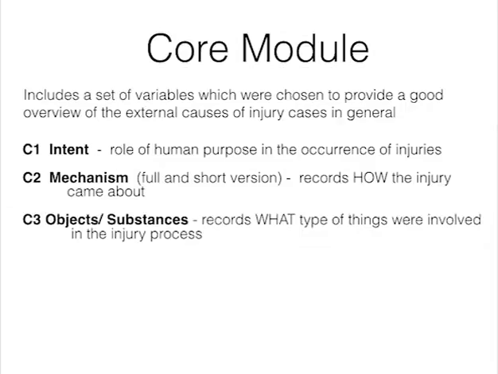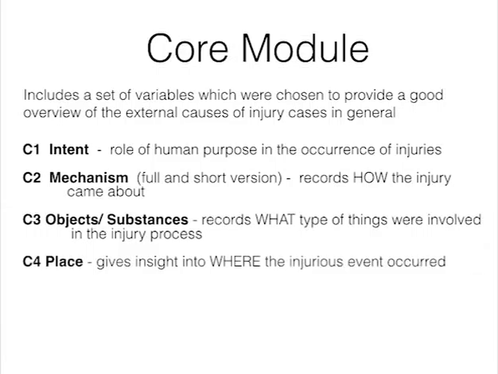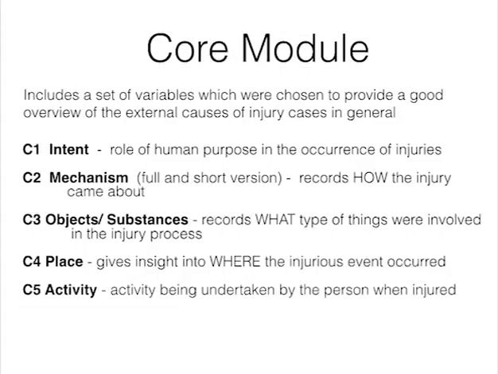Objects, substances, records what types of things were involved in this process. Place gives insight into where the injurious event occurred. Activity is a type of activity being undertaken by the person when injured. Alcohol use and abuse and certain psychoactive drugs are important risk factors for injury.